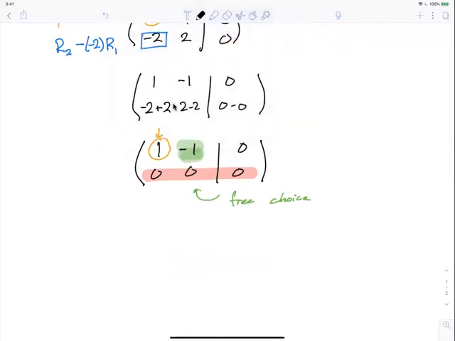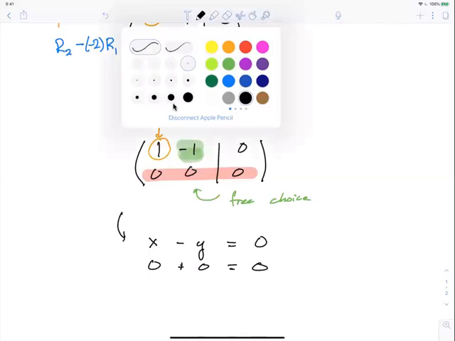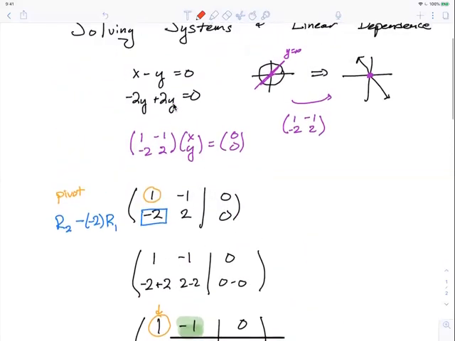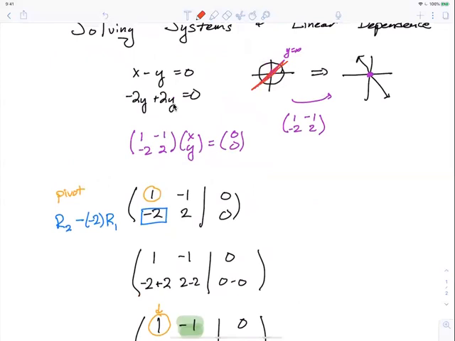So how do we interpret this? We can interpret this final form as just x minus y equals 0, right? We're just taking the coefficients from the reduced augmented matrix. And of course, the second row just says 0 plus 0 equals 0. So we don't have anything bogus. And of course, we can solve this equation right here. And this gives us right away that x equals y, right? So that gives us the answer that we got before, that x equals y.